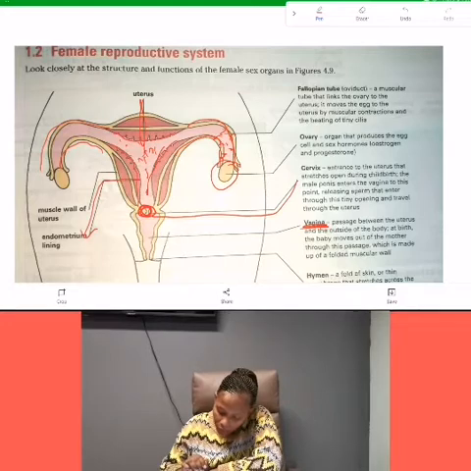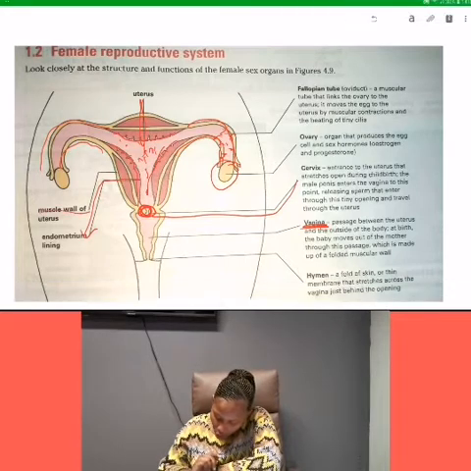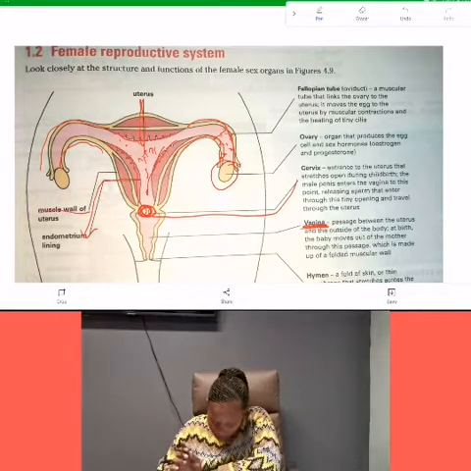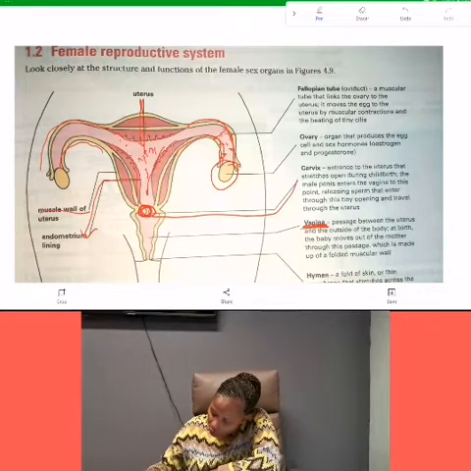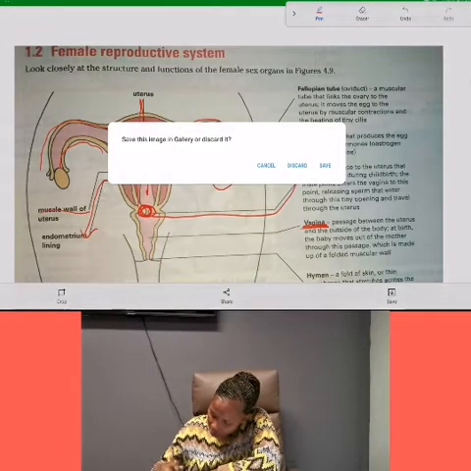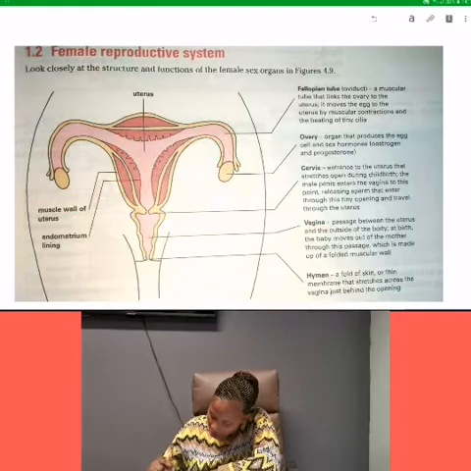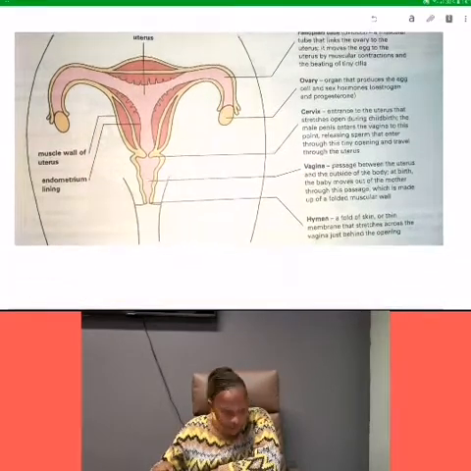And then we have the muscle wall of the uterus. So I think that basically summarizes everything about the female reproductive system.